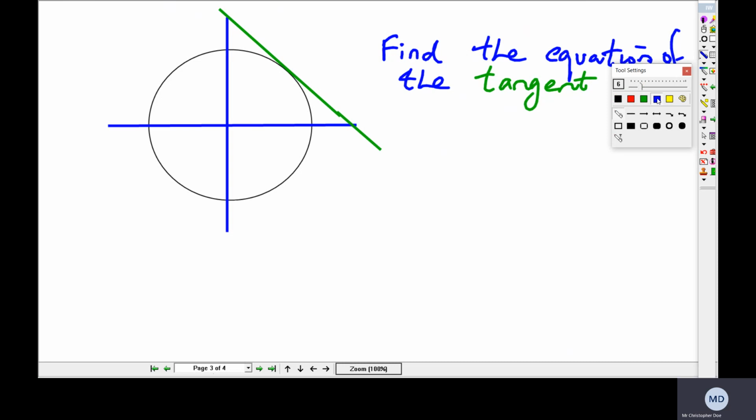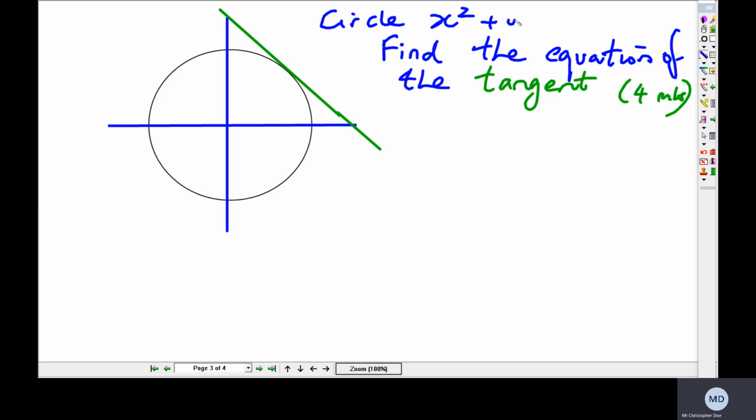So I'm going to tell you, here's the equation of the circle. Circle is x squared plus y squared equals 10. X squared plus y squared equals 10. Sorry about my y squared. And point P is (1, 3). Hopefully you'll agree point P is on the circle. (1, 3). Just check I've got it right.